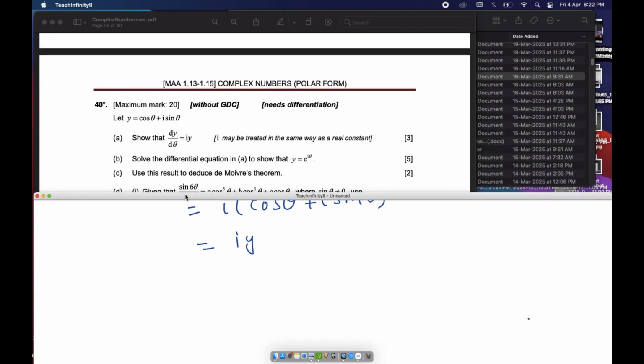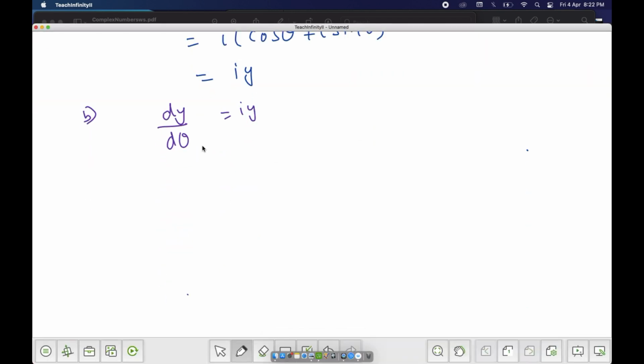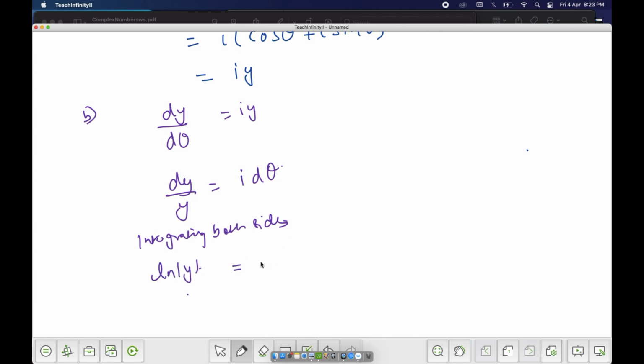Then it says solve the differential equation in A to show that y is equal to e to the power i theta. So we have the equation from the A part, dy/d theta is equal to iy. Assuming again that i may be treated as a real constant, I'll bring this here and take this down here. So dy over y is equal to i d theta, integrating both sides. We get ln of mod y, right? That is equal to i theta plus some constant c1, and there will be a constant on the other side as well if you integrate. So if this is c1, this becomes c2.